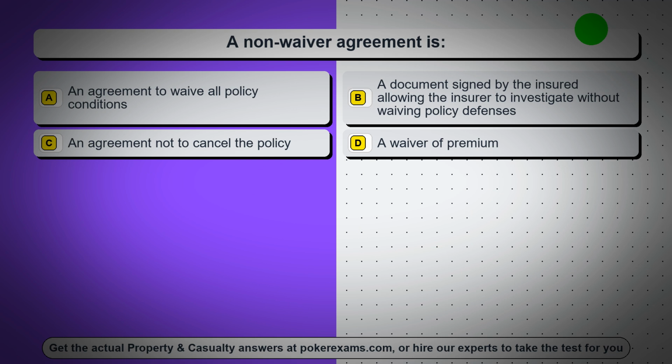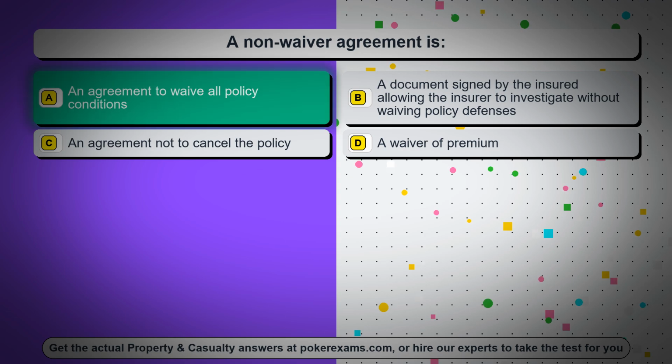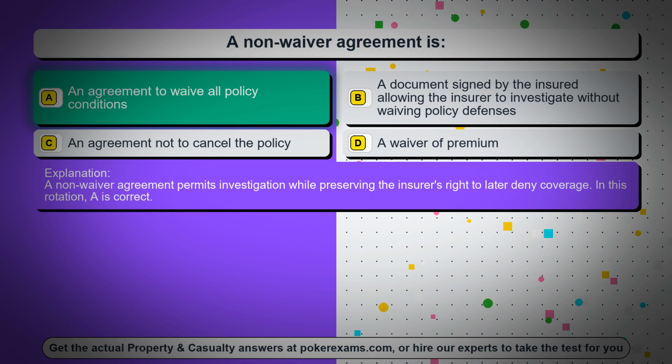Question 2. A non-waiver agreement is, option A, an agreement to waive all policy conditions, option B, a document signed by the insured allowing the insurer to investigate without waiving policy defenses, option C, an agreement not to cancel the policy, option D, a waiver of premium. The correct answer is option A, an agreement to waive all policy conditions. A non-waiver agreement permits investigation while preserving the insurer's right to later deny coverage. In this rotation, A is correct.